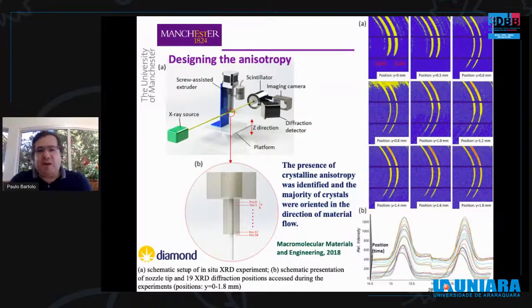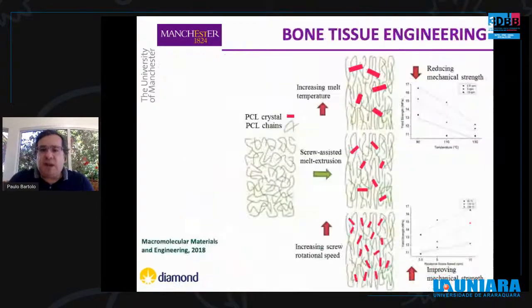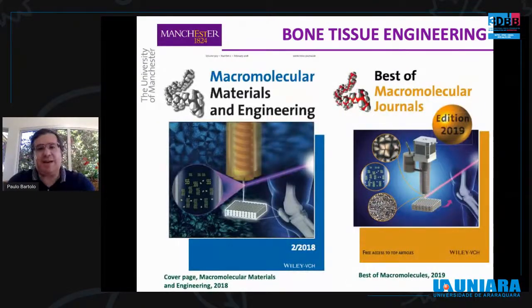And since then, we keep developing models, allowing us, for example, to correlate the effect of processing conditions in terms of the crystalline structure, size of the crystalline structures, orientation of the crystalline structures, and the impact on the mechanical properties and also on the biological properties. The work was highlighted by many covers, and one of the papers was selected as one of the best papers published by macromolecular journals last year.